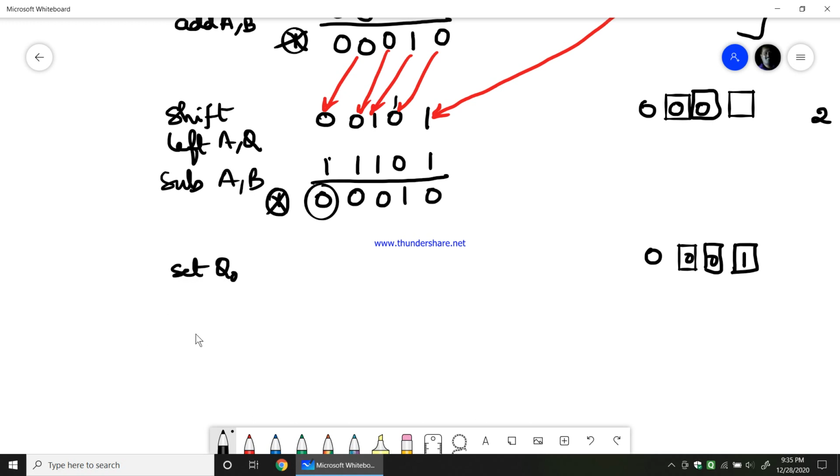Now I don't add A comma B because it is a positive sign that we got for A. We add only when A is negative, only when the MSB is 1, we add A comma B after setting Q0. If A is positive, we don't add A comma B. We now take A to be equal to the same value, 00010. We will not add, we will directly take the same value.